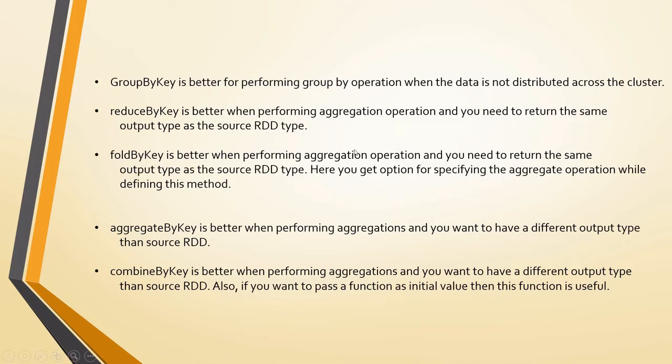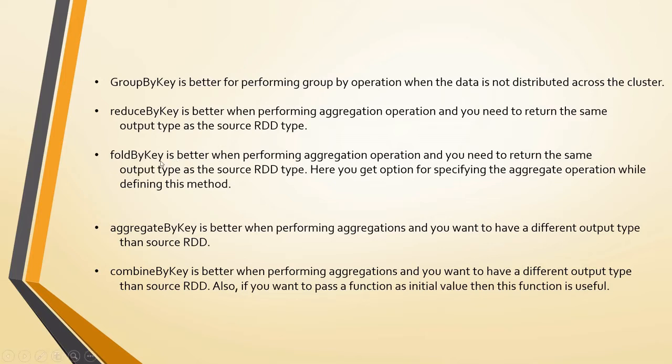And one more thing: reduce by key is better when you are expecting the same output type as the source RDD. Let's say you are dealing with an RDD of string comma int. The reduce by key will again return an RDD of string comma int.